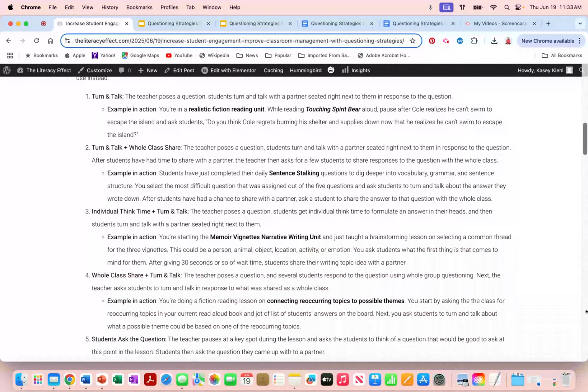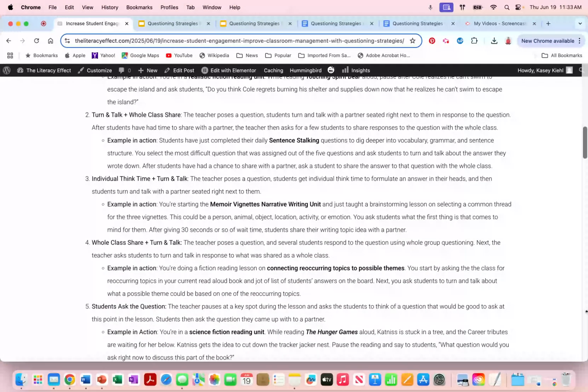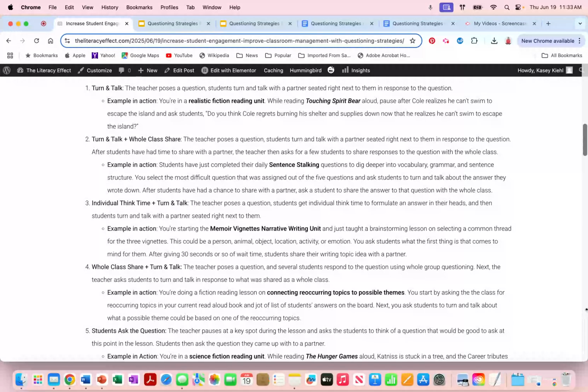If you're in some sort of a reading unit, it works great to have students seated next to somebody who is reading the same small group book as them so they have that common ground when they turn and talk. There are many different variations of the turn and talk. So the first one is simply just having students turn and talk and then moving on.